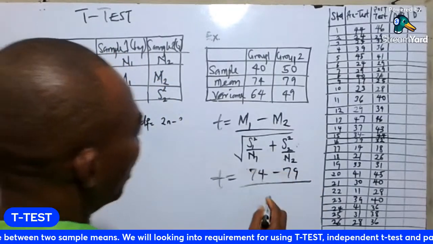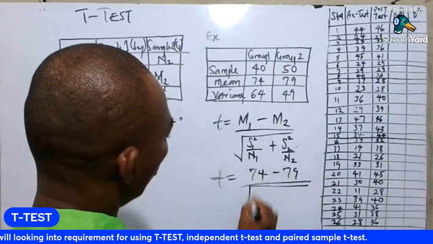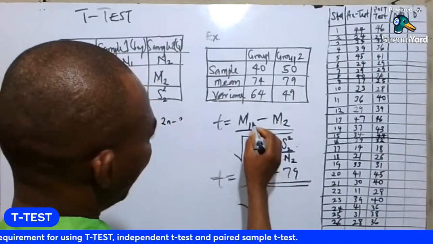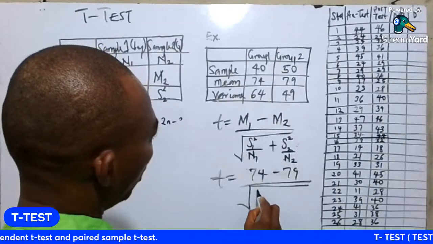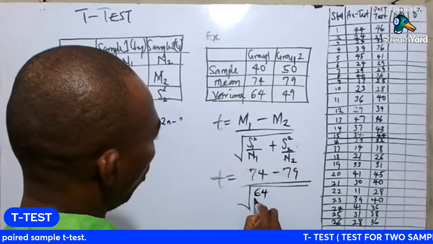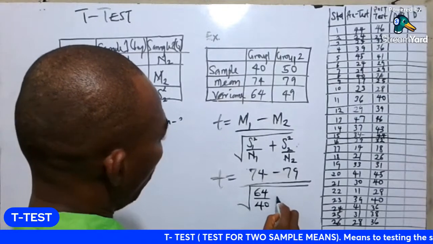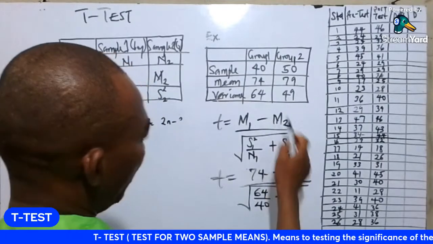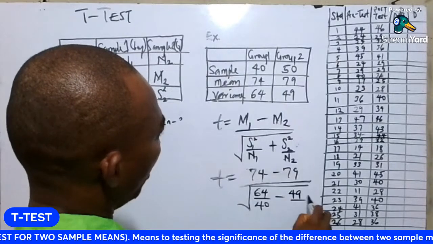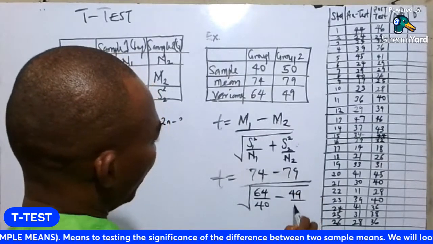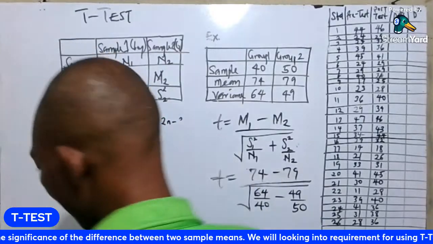So let's move on. The square root of the variance. The variance for the first one is 64 over the sample size, which is 40, minus the variance for the second sample, 49 over the sample size, which is 50. So can we divide this?